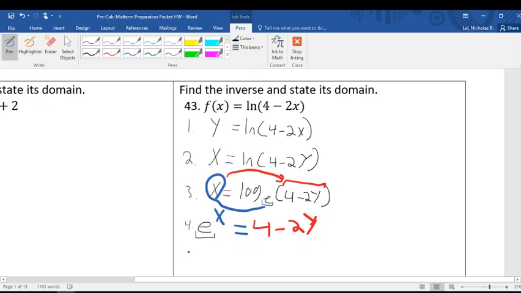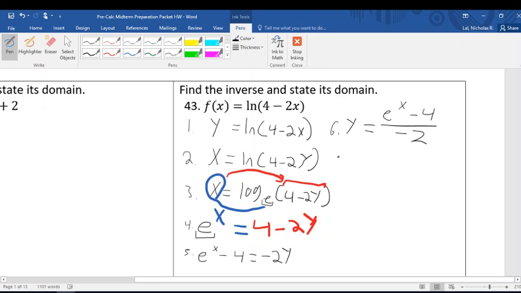So, step 5, e to the x minus 4 is equal to negative 2y. And then step 6 is divide each side by negative 2. Y is going to be equal to e to the x minus 4 over negative 2.